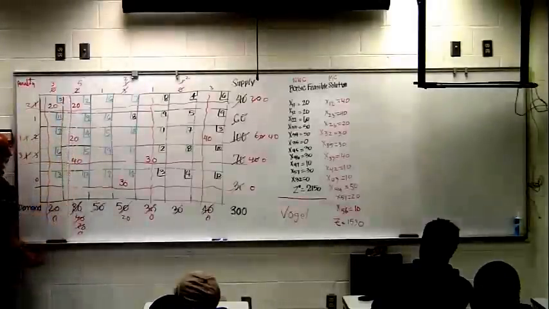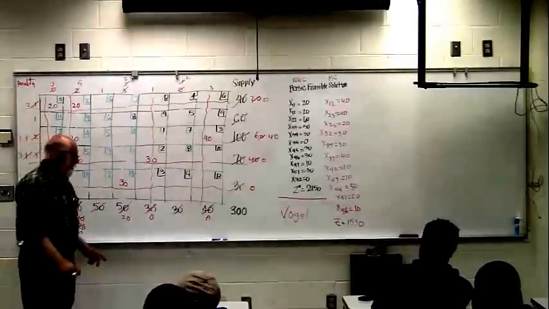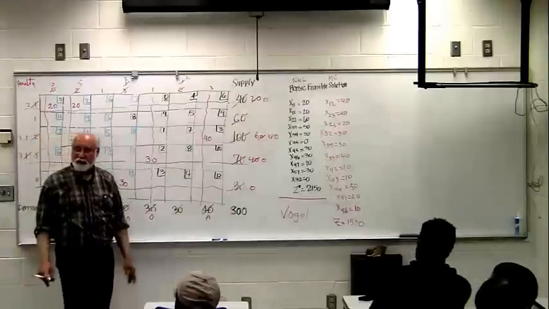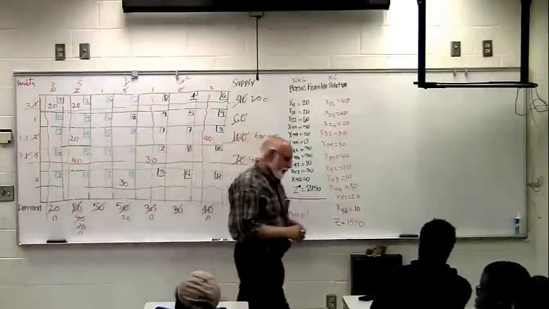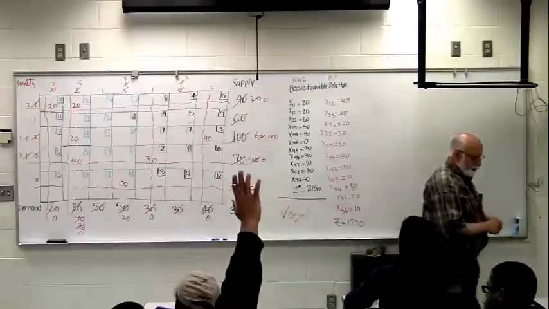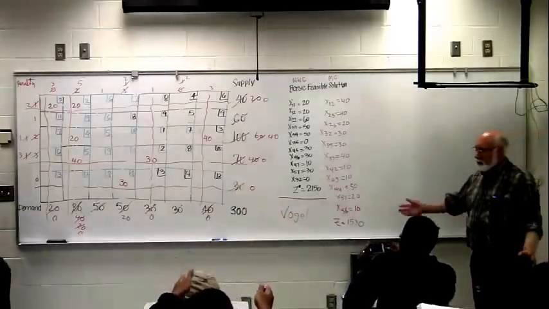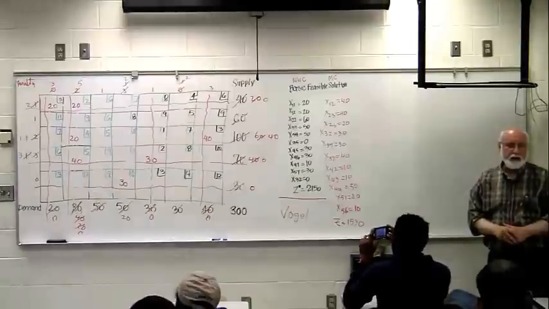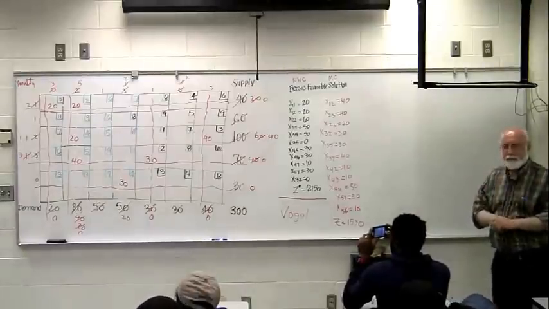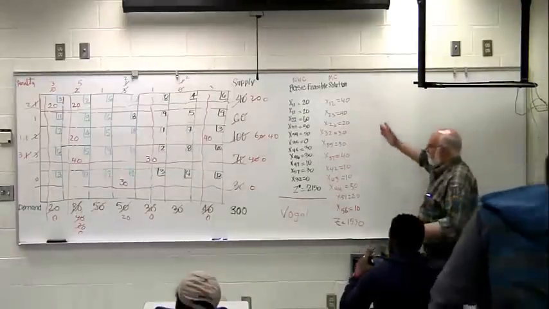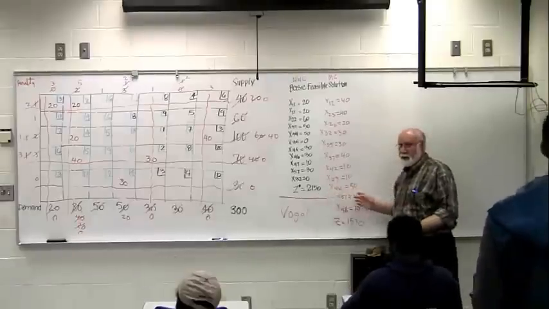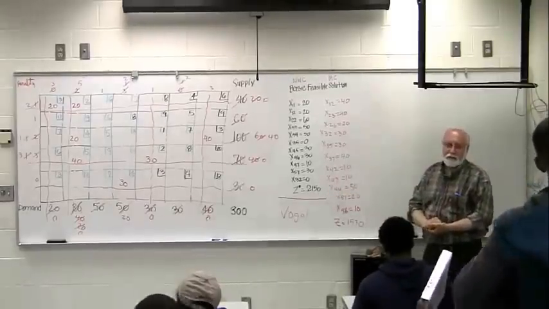Okay, we've finished that. There's a couple more that you need to do to finish. And then you get the Z value, and that's another solution. Compare that solution with these two. It should be lower. Okay?